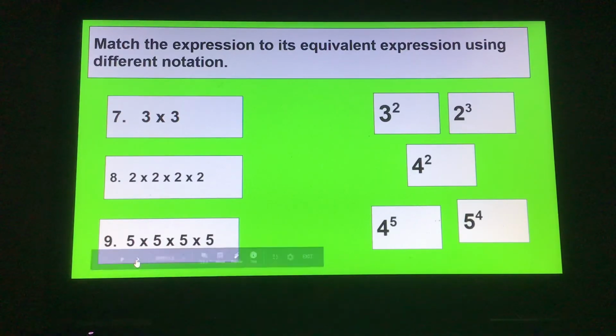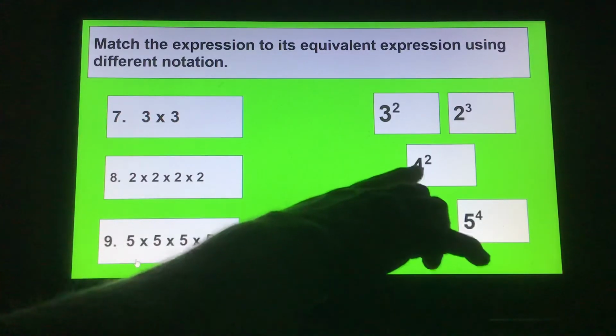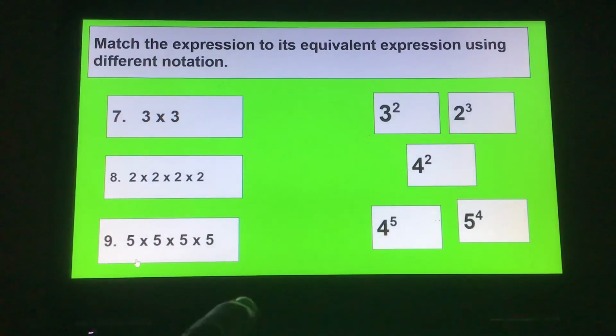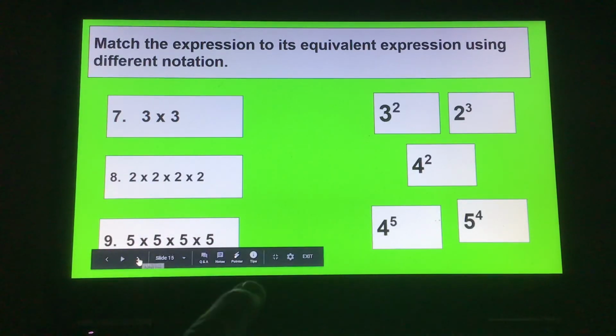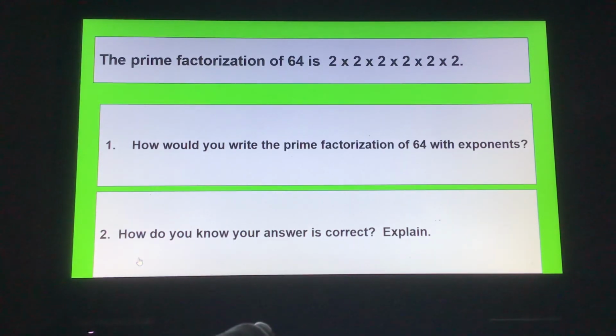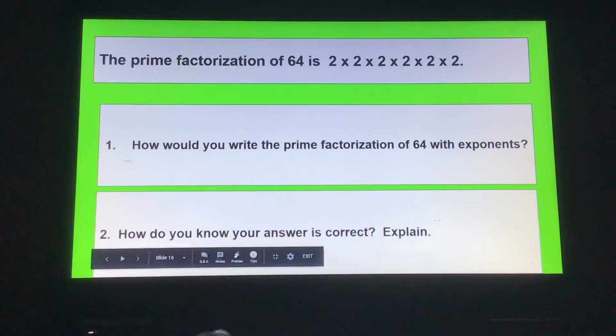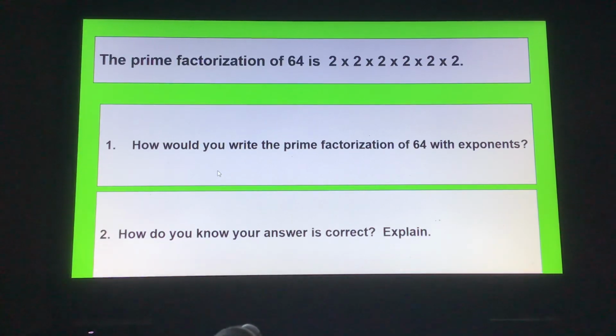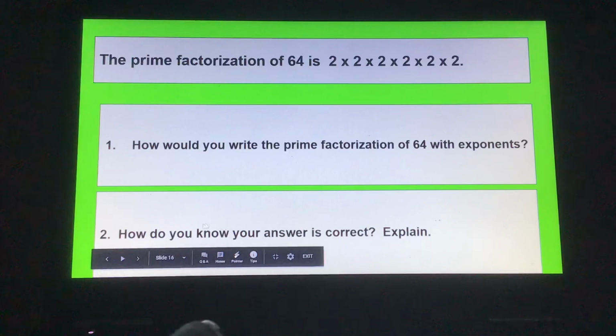Match the expression to its equivalent expression using different notation. So you can just click on whatever the answer is and drag it to the right problem, 7, 8, and 9. Click and drag. Okay, the prime factorization of 64 is 2 times 2 times 2 times 2 times 2 times 2. So number 1 here, it says, how would you write the prime factorization of 64 with exponents? And number 2, how do you know your answer is correct, and explain? Okay, that's it. If you like my channel, please subscribe.